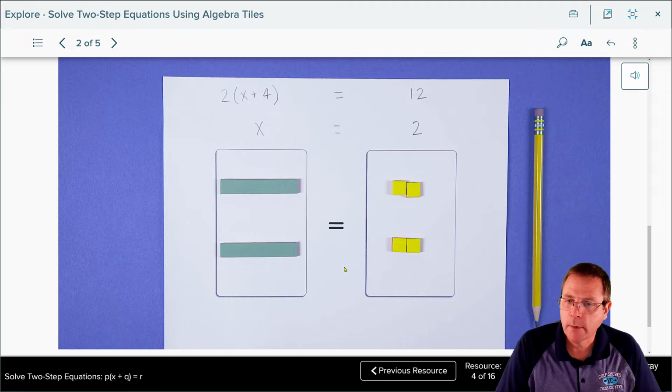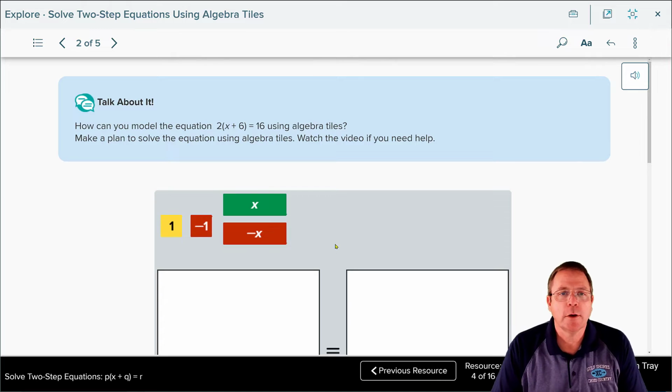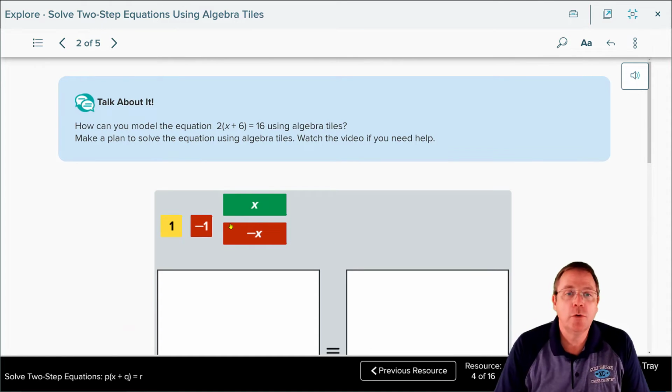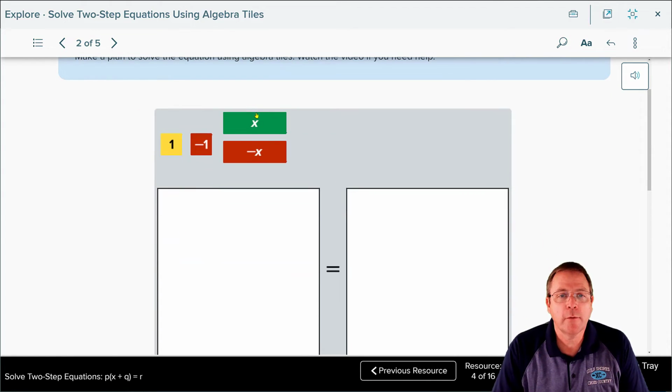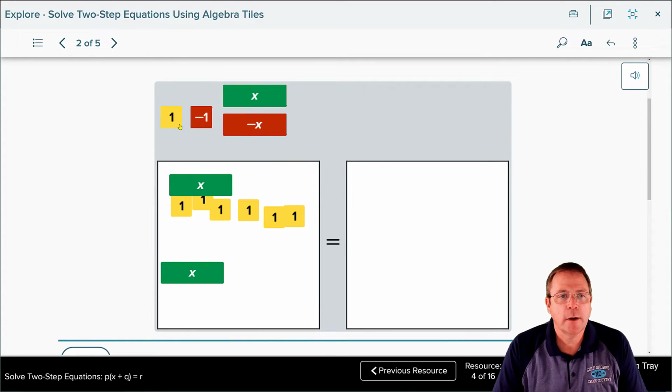Well, okay, I guess that's it. So that looks pretty simple. So let's lay out our equation here. We're going to have 2 groups of x plus 6 on the left. So I've got an x and 1, 2, 3, 4, 5, 6. There's one group, and another x plus 1, 2, 3, 4, 5, and 6.